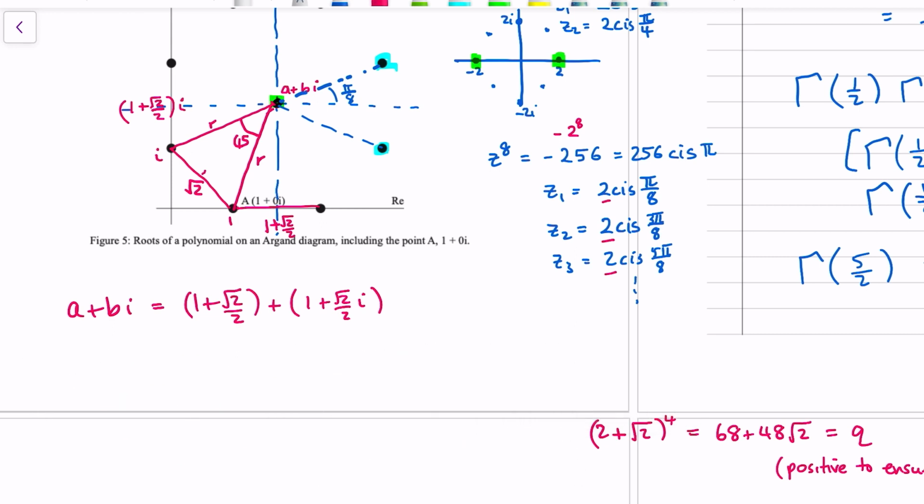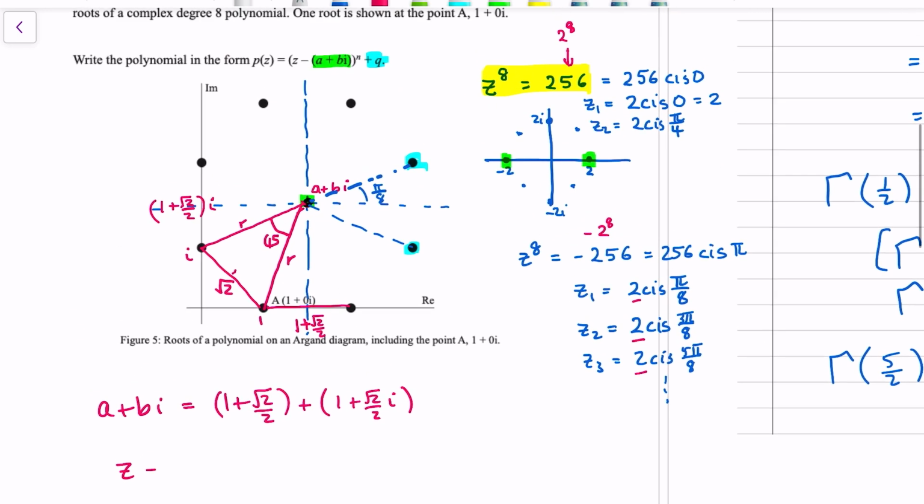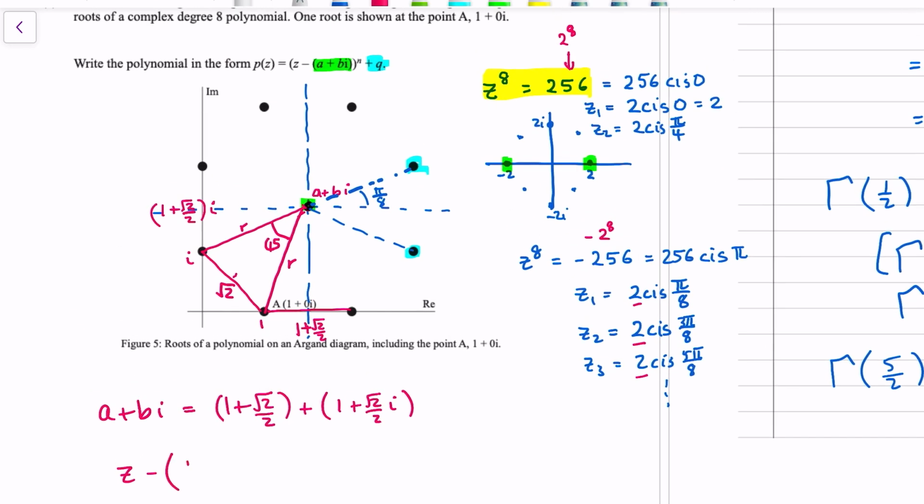We could start off with z minus 1 plus root 2 over 2, plus 1 plus root 2 over 2 i. Oh, my bracket's in the wrong place there. I've only just noticed it. It's got to be that in front of the i. Good thing I extended the video a little bit longer. Right, and then we want to power that by 8.